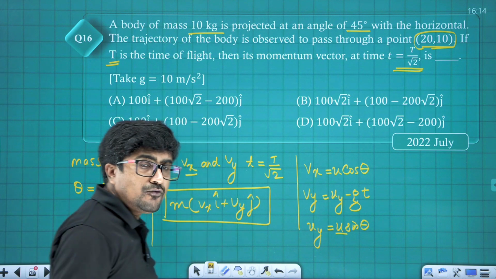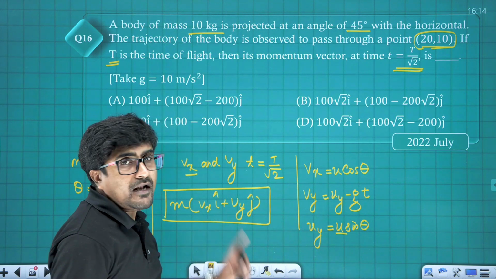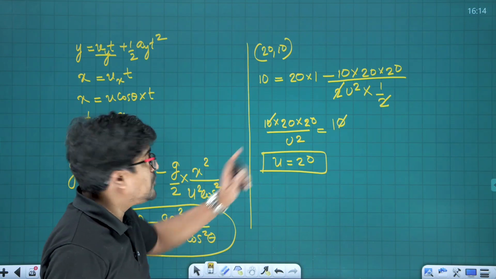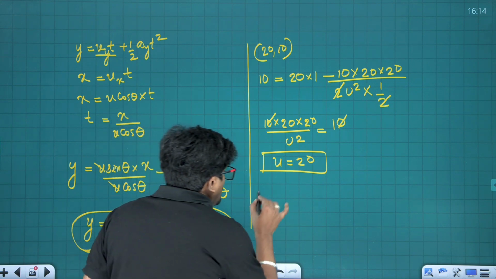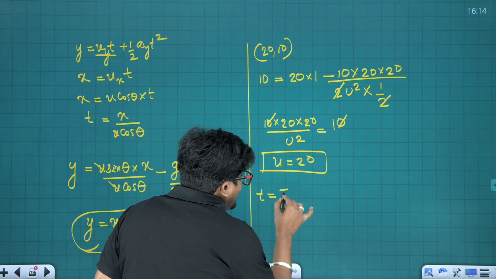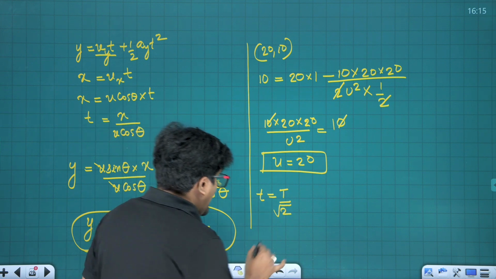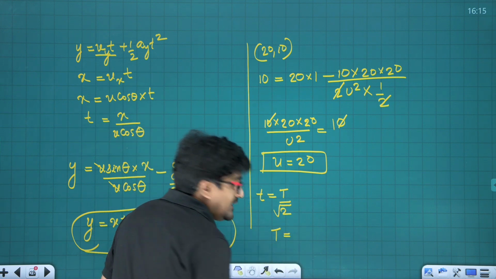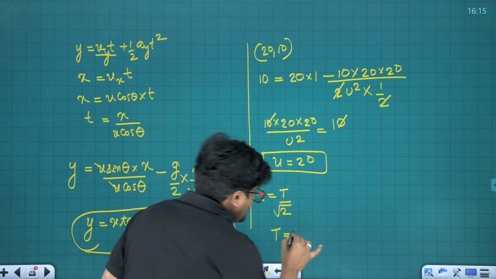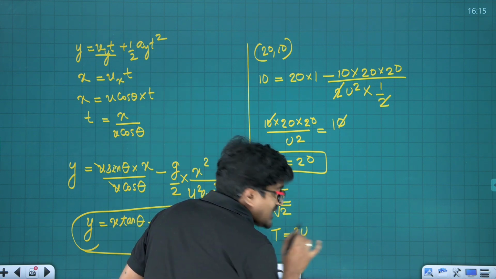So I told you, everywhere to begin with and finally get into this, what was the value that we were immediately looking forward to? We were looking forward to the value of u. Now you got the value of u here. Now another thing we need is time. They say that the time is equal to capital T by root 2. Now the point is, what is capital T? You all know that capital T is 2u sin theta by g.